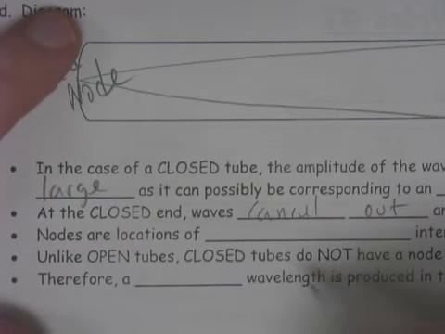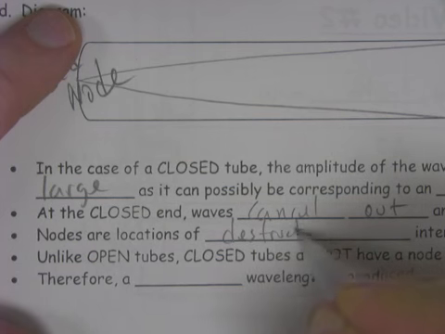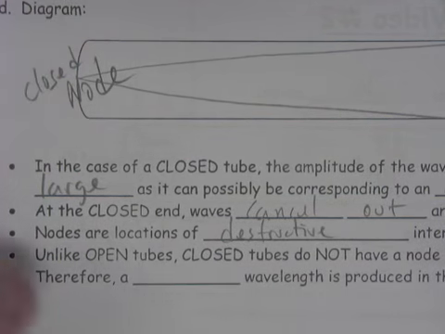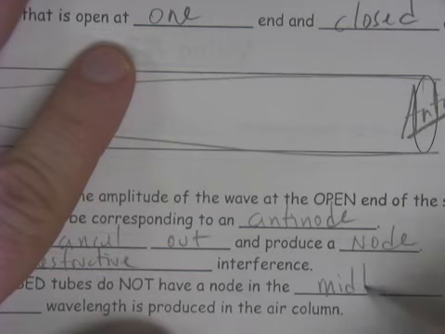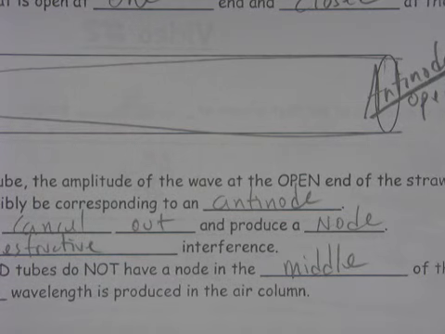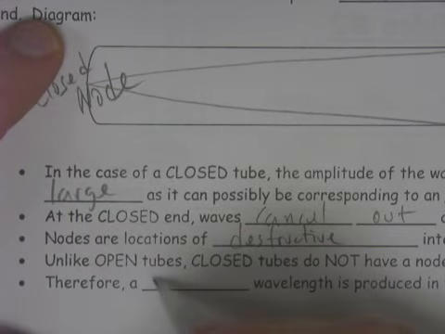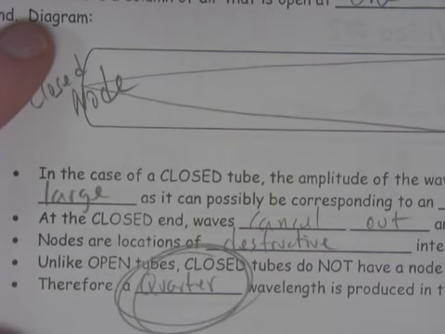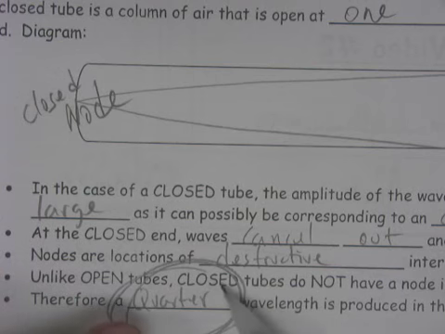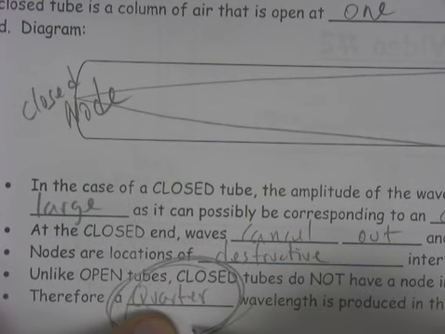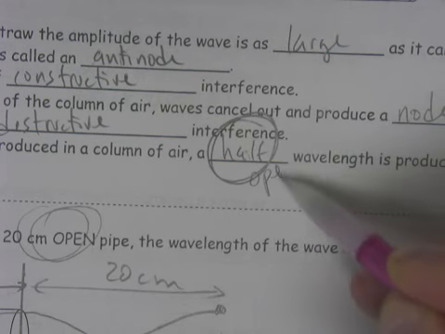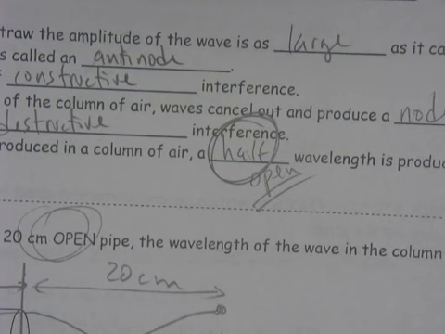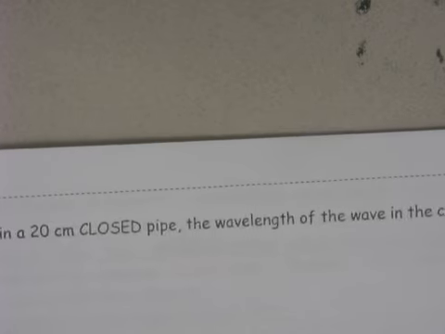Nodes are locations of destructive interference. Unlike open tubes, closed tubes do not have a node in the middle of the column. Therefore, a quarter. Now I'm going to circle that because that's real important. A quarter wavelength is produced in the air column. So let's compare. A quarter here for closed, and over here it was a half for an open. Big difference on those, especially for the next example on the next page.